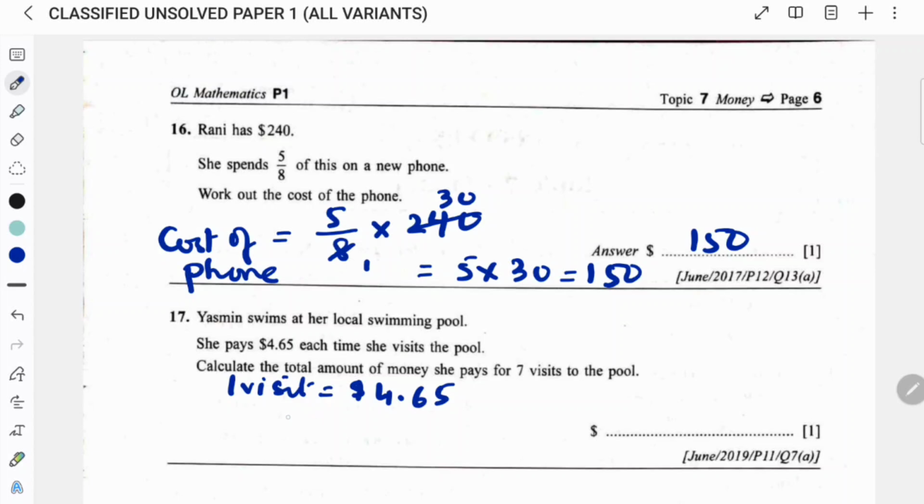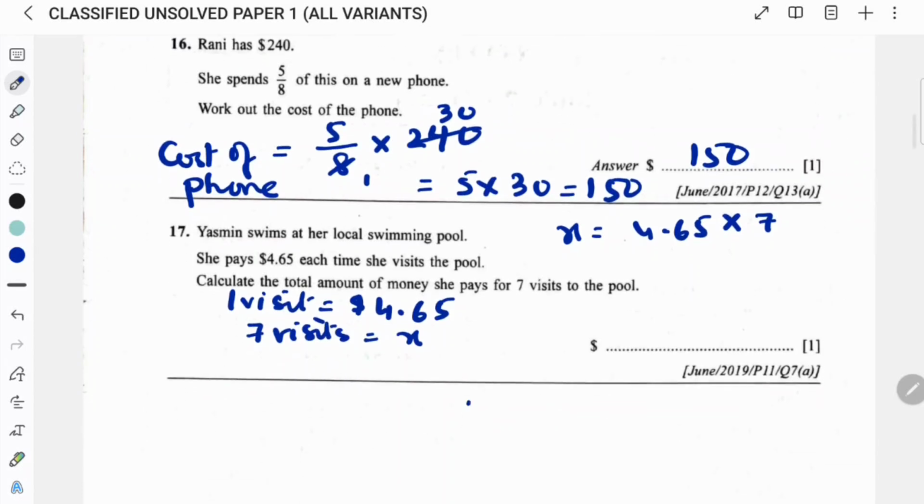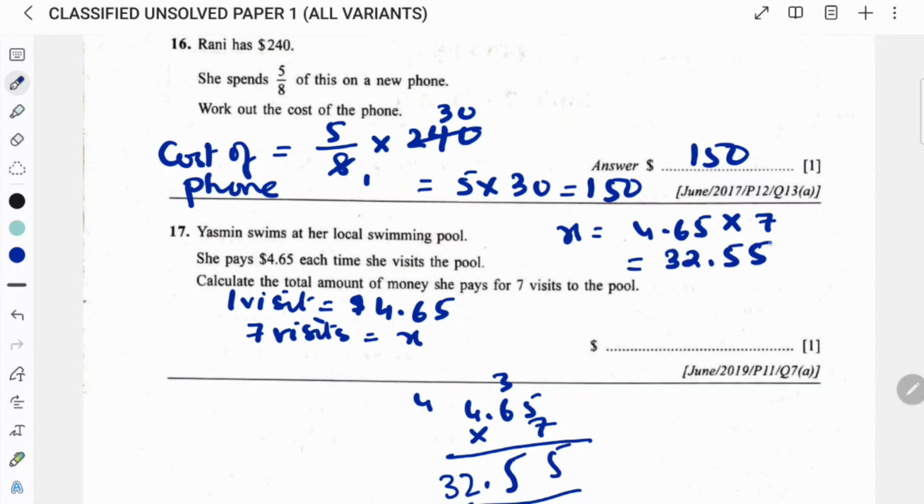So for 7 visits, obviously you will multiply. For 7 visits it is x dollars, cross multiply. x is 4.65 times 7. So 4.65 times 7: 7 5s are 35, 7 6s are 42, 40, 44, 45, 7 4s are 28, 29, 37, 32, 2 decimal places, 32.55. 32.55 is the answer for this question.